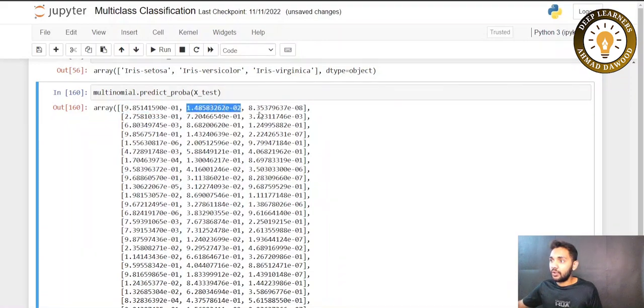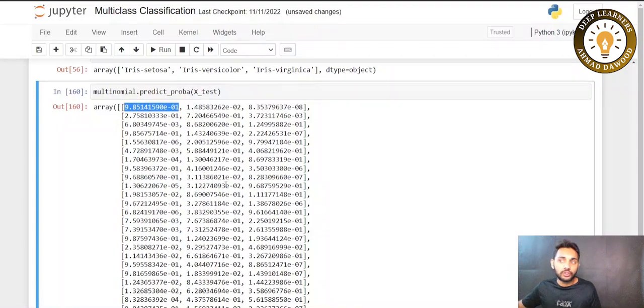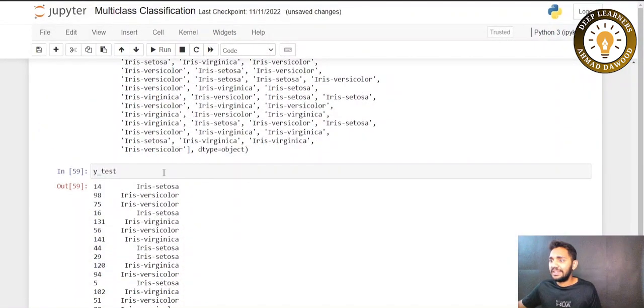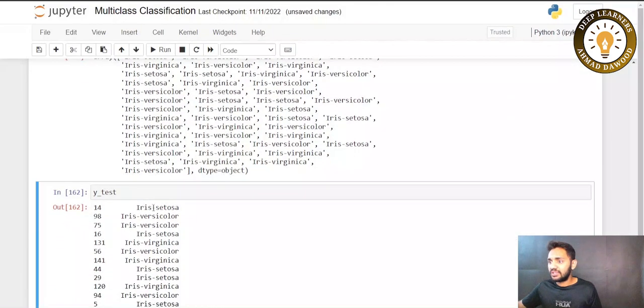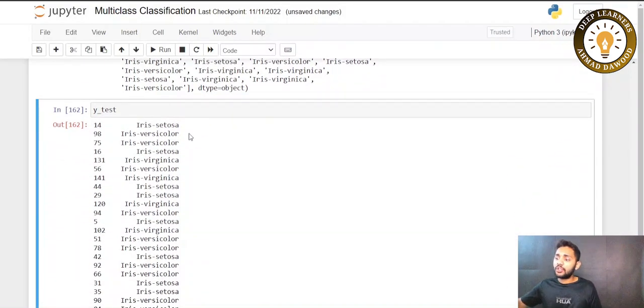This one is pretty low, and this is also quite low. So this probability is quite high, and it belongs to the Setosa category. So that's why the output is Setosa here. Pretty easy, and the output is also Setosa, so the true value is also Setosa. So for now, I hope you got an idea of how the softmax regressor actually works.